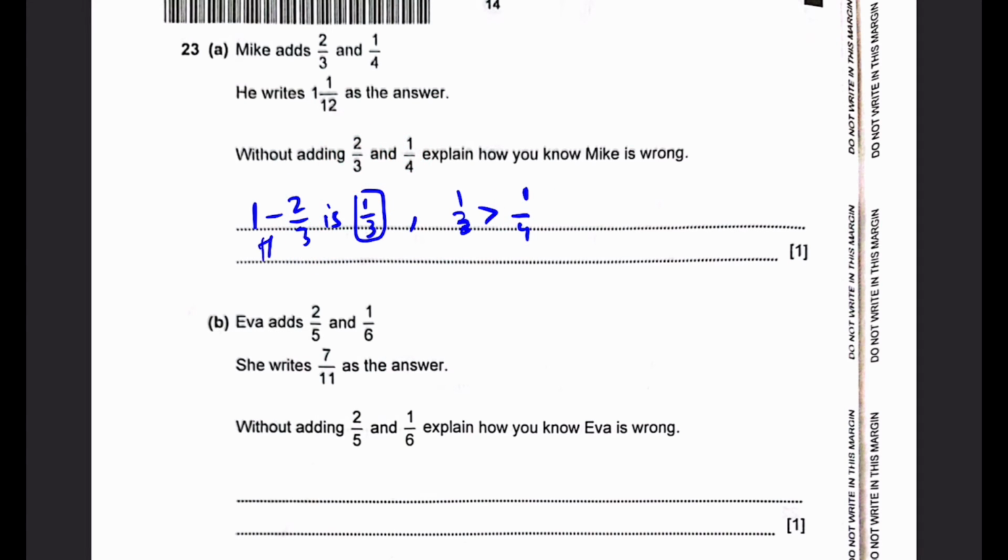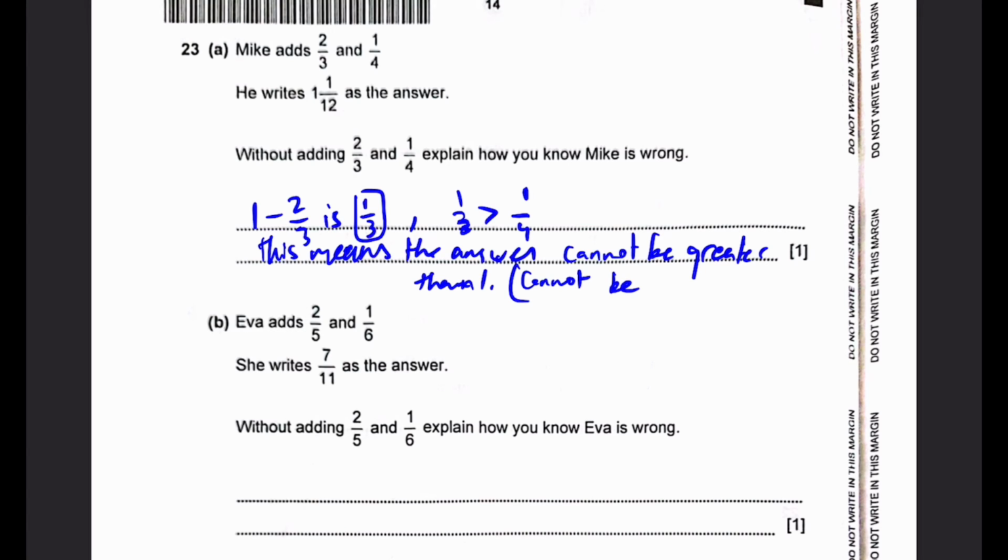This means the answer cannot be greater than 1, right? Cannot be greater than 1. And that means it cannot be Mike's answer, which is 1 by 12.